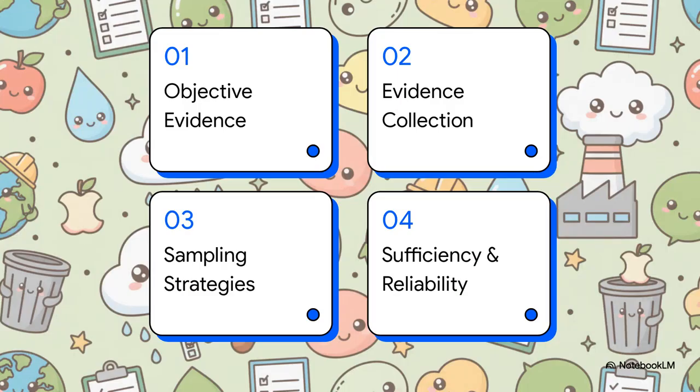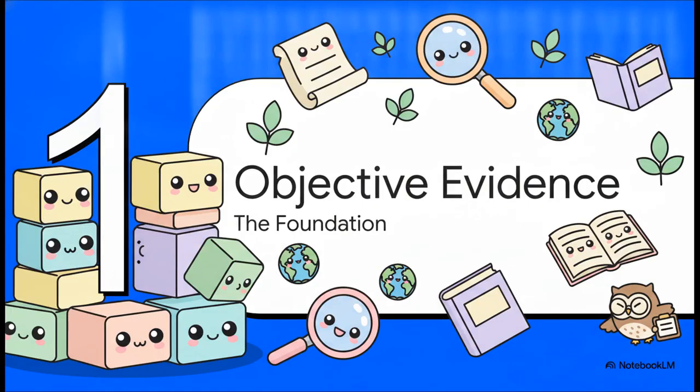Here is our roadmap for today's deep dive. We'll start with the foundation of objective evidence, move right into triangulation and evidence collection, break down smart sampling strategies, and finish up with evidence sufficiency and reliability. Let's jump right into Section 1, the foundation, objective evidence.